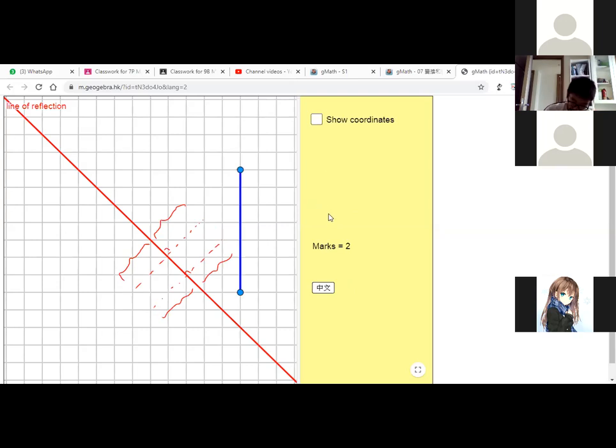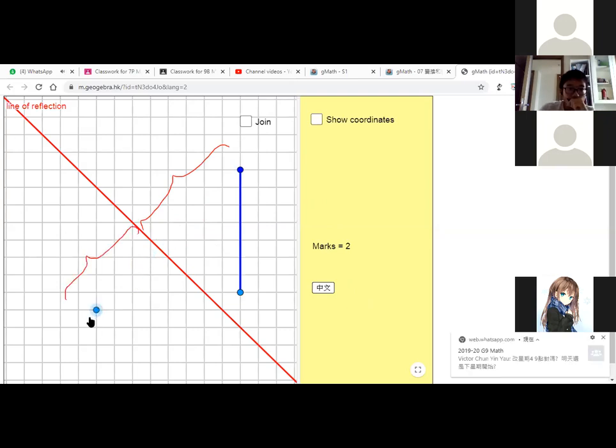This one would be quite difficult. You can try it yourself later, but here I can only show you my way. I try to copy this perpendicular distance to the other side. It means that I go here. I hope it's correct. And then this point, I copy it to here. And then I join it. Do you think it's correct?